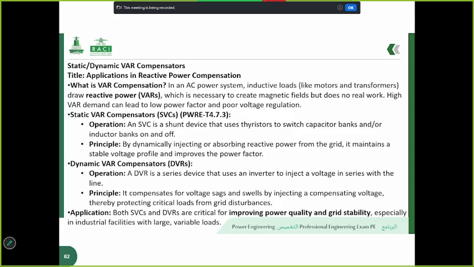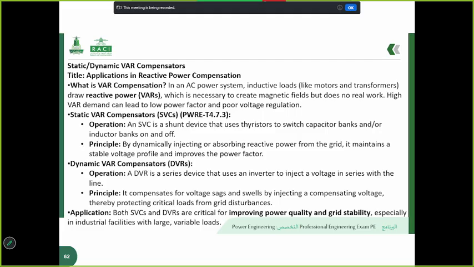By doing so, the SVC can quickly respond to changes in the load, maintaining a stable voltage profile and improving the power factor. So this makes it an essential tool for improving grid stability, especially in industrial facilities with large fluctuating loads like arc furnaces or rolling mills.